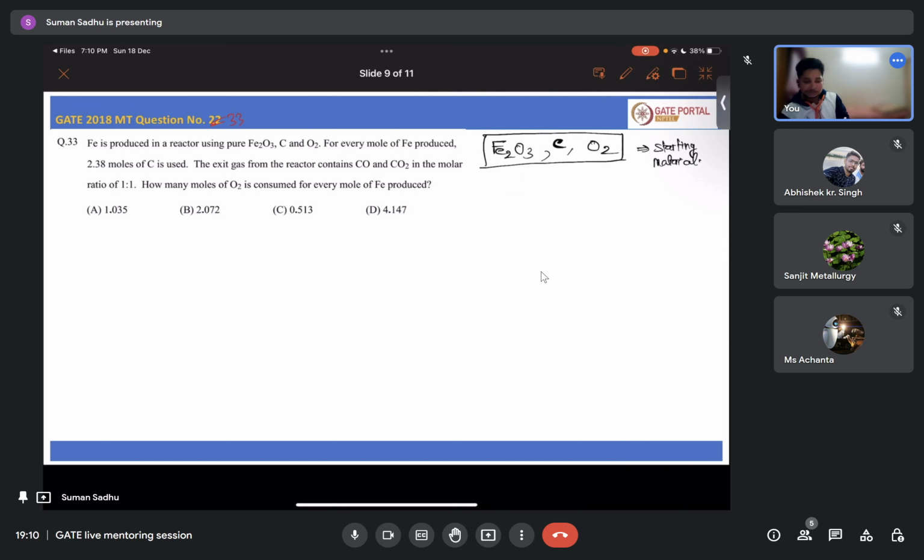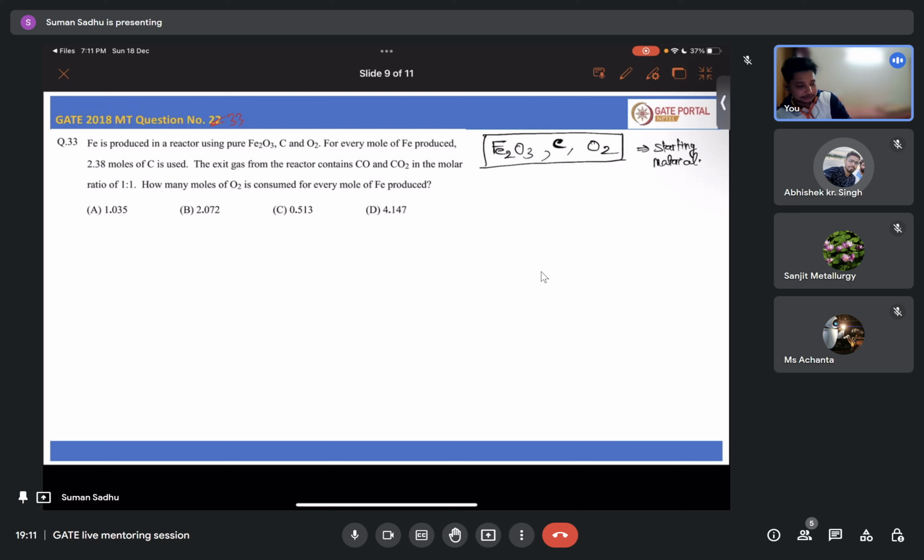Now tell me what will be the reactions. What will be the sequence of the reactions? What will happen first? Basically here you are reducing your Fe2O3 to form Fe3O4, then FeO, and Fe. No, that sequence you need not tell. You can directly go up to Fe.